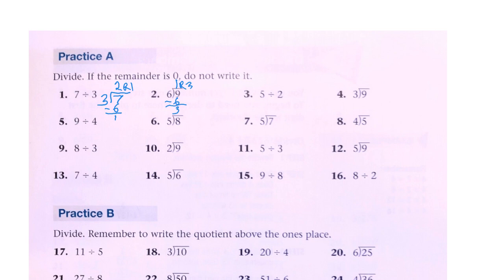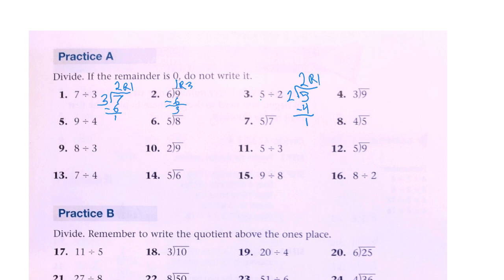Number 3, we can put in the division box. 5 goes inside the box and 2 does the dividing. 2 goes into 5 2 times before it goes over. 2 times 2 is 4. 5 minus 4 is 1. So we have 2, remainder 1.